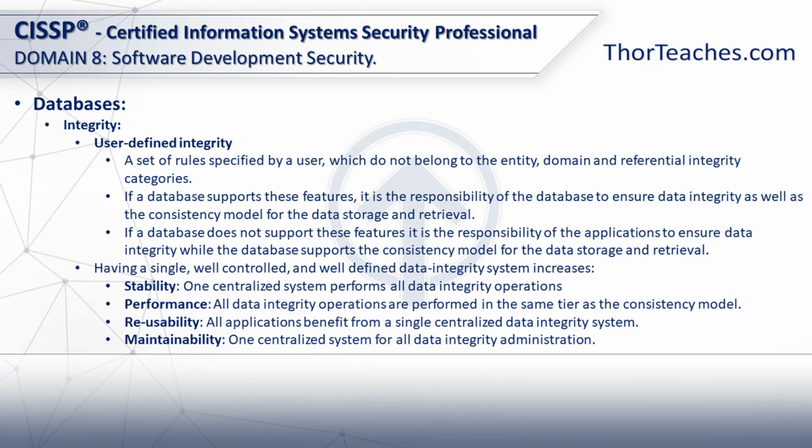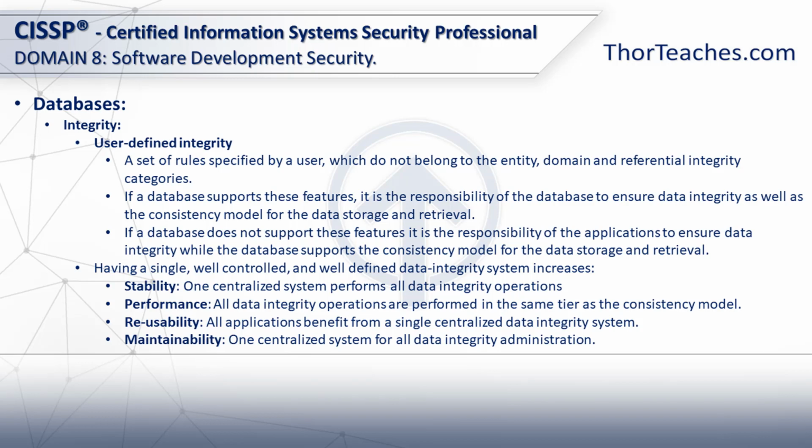User-defined integrity or business integrity is a set of rules that's specified by the user, and it does not belong to the entity domain of referential integrity categories. And what it really means is if a certain action occurs, then another action is triggered. That could be Jane deleting a payroll file or Jane deleting a user. If that happens, it automatically writes that record to an audit table. And we do this not just to ensure the integrity of the database, but also to ensure that users don't do things they're not supposed to.